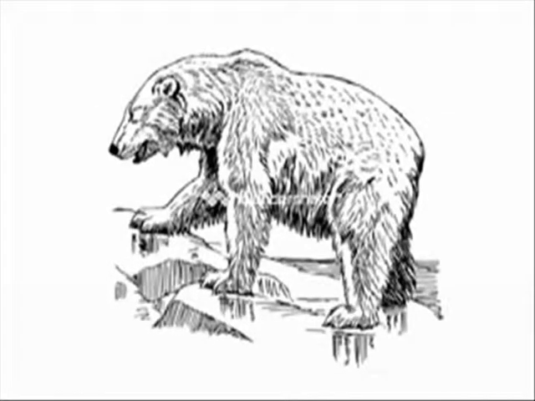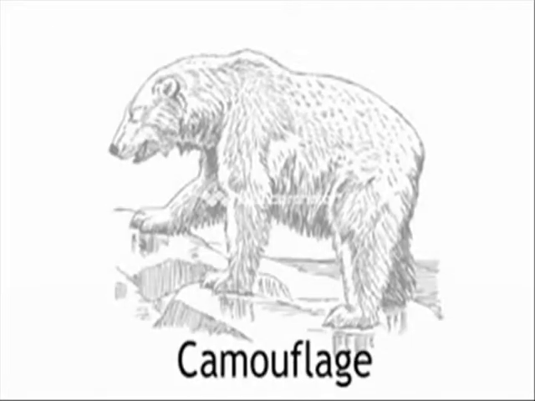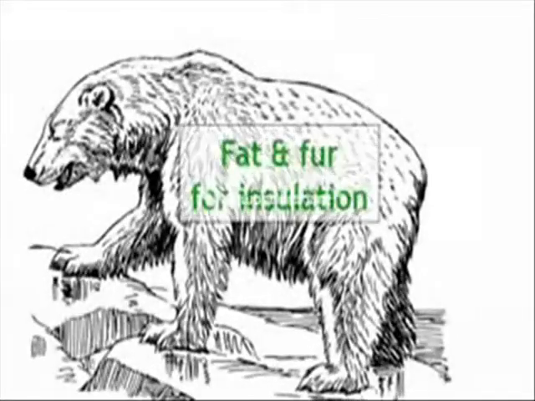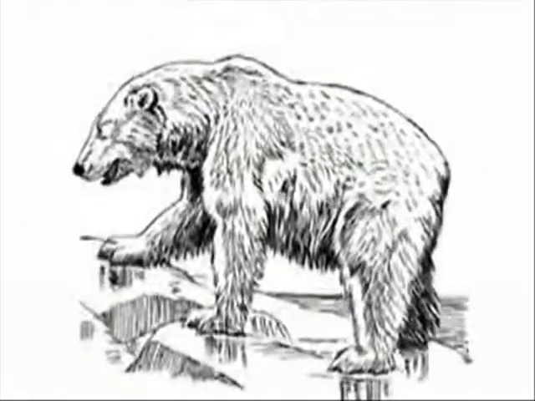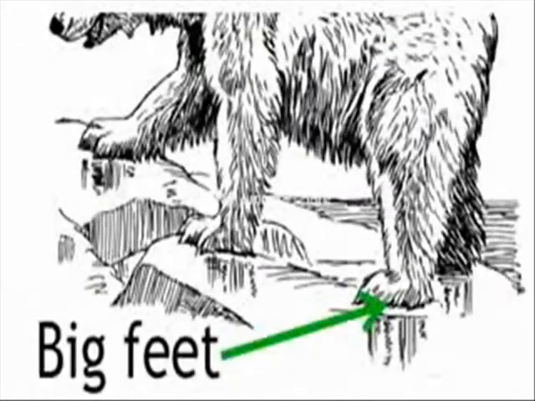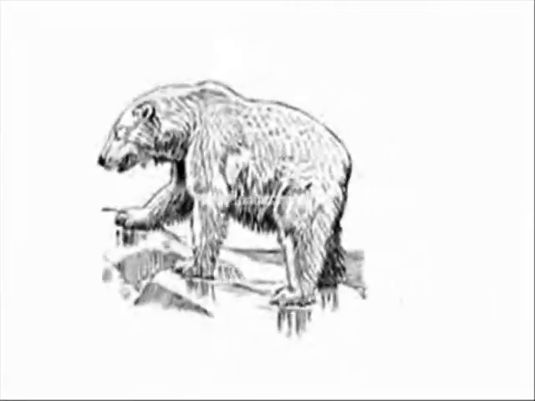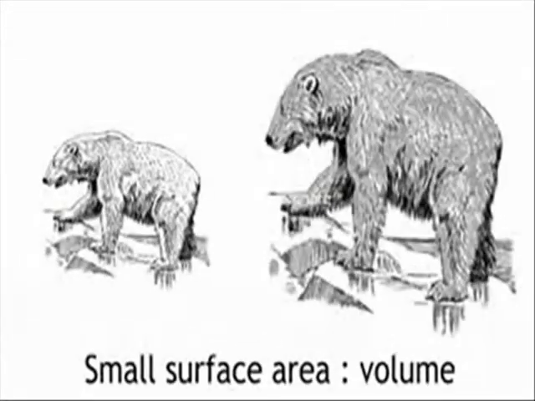A well-adapted animal is the polar bear, who has many adaptations for survival in the Arctic. Their white appearance camouflages them against snow, making it very hard for prey to spot them. They have thick layers of fat and fur to insulate them from the cold. Their fur is greasy so it dries quickly after swimming. They have big feet to spread their weight on the ice and to increase grip. And they also have a small surface area to volume ratio to minimise heat loss.